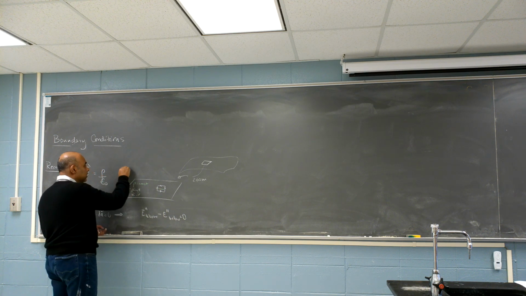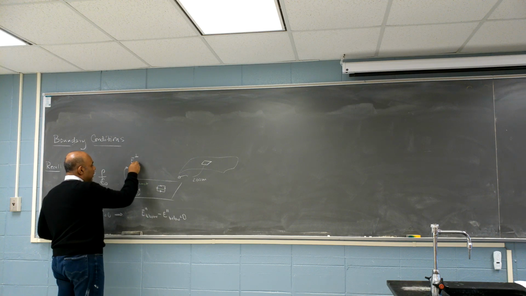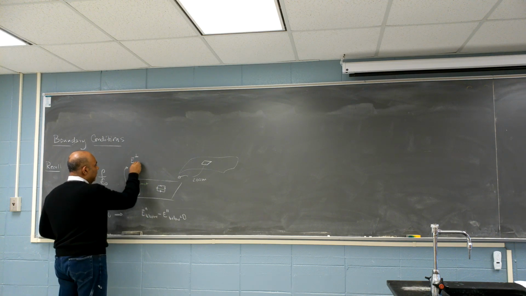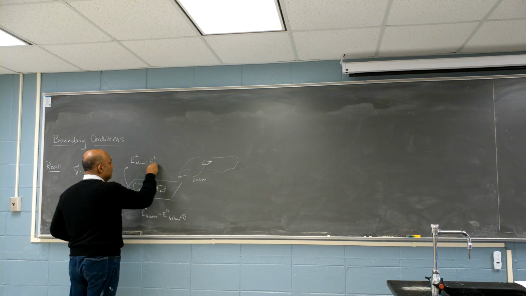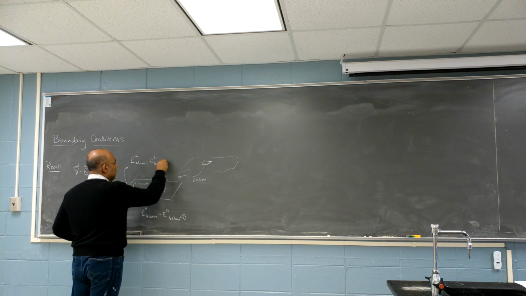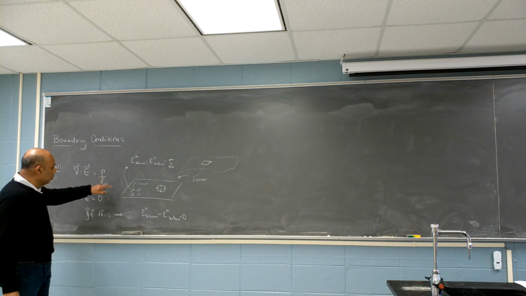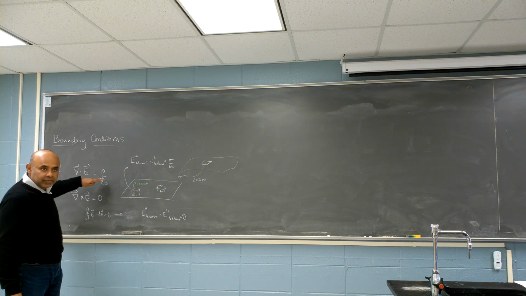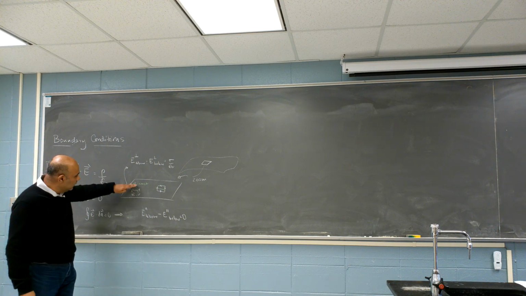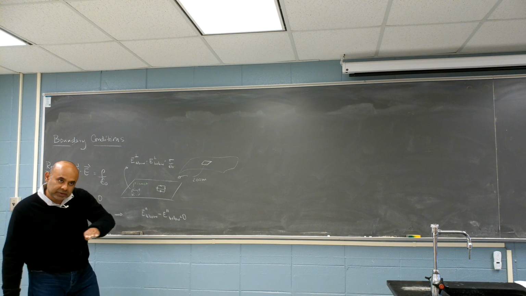And using this box, I conclude that E perpendicular above minus E perp below is sigma over epsilon naught, because the total charge contained is sigma times dA. This rho, you're integrating over three-dimensional volume, but the charge is a delta function. It's a plane.